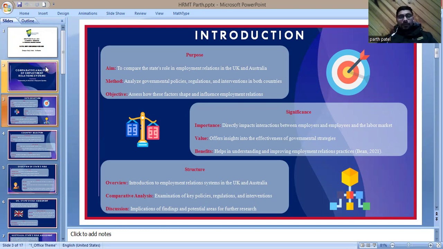If we talk about the significance, the states play a significant role in employment relations. They coordinate with their employers and employees, and eventually they set the market balance between the employer and employees. They also give important lessons and are helpful to their employments.